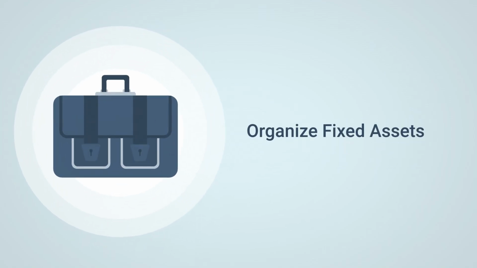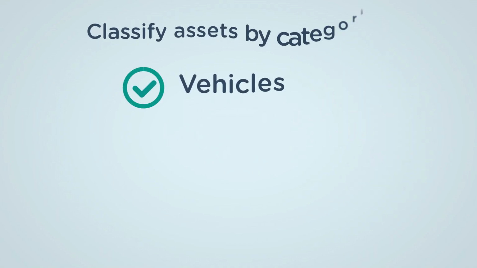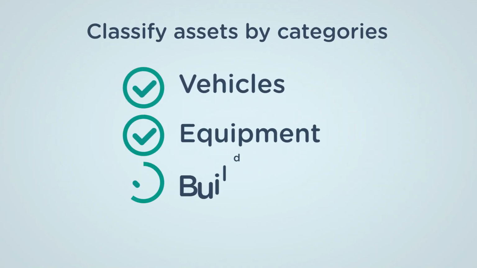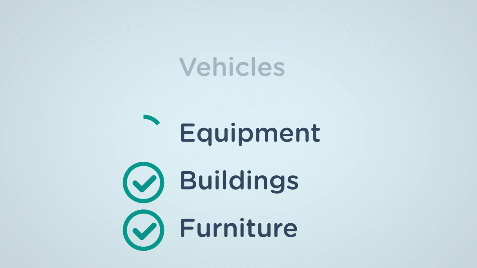Organizing the fixed asset system ensures that no detail is missed, from the name and description to the complete financial records. This allows companies to maintain transparency and control over all their fixed assets. You can define the main and subcategories to classify each asset clearly, like vehicles, equipment, buildings, or furniture.